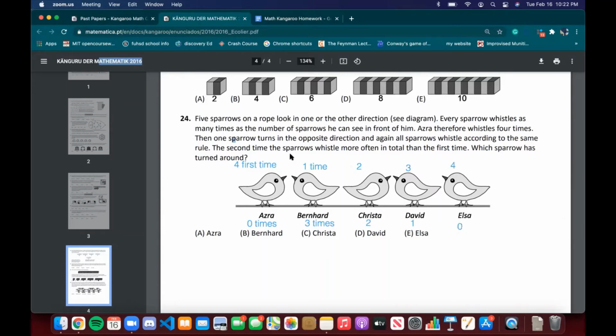So whichever one has an increase from top to bottom would be the one that turned around, and the only one that has an increase and does not stay the same is Bernard, starting at 1 time, and if they turned around, would whistle 3 times. So for 24, the answer is B. Okay.